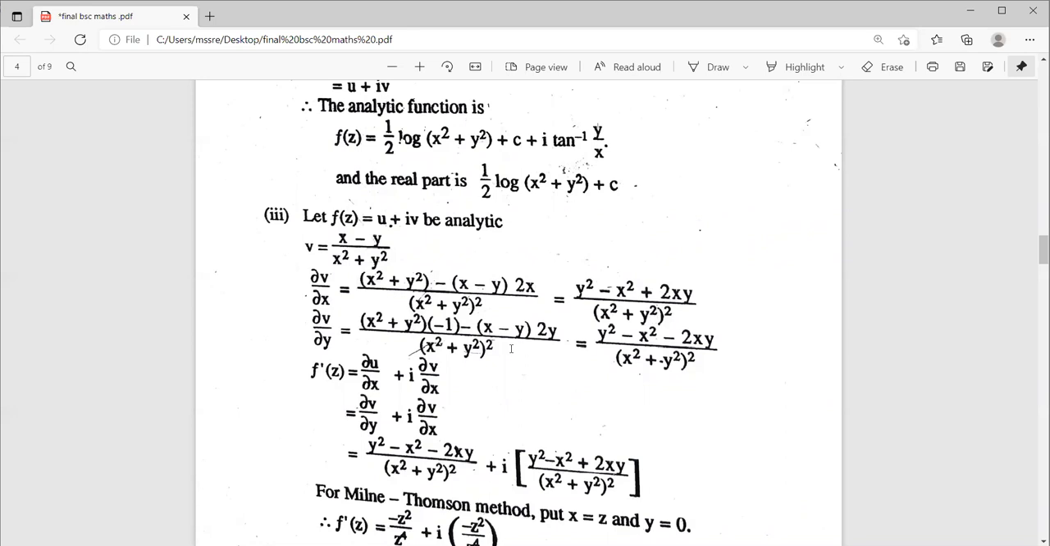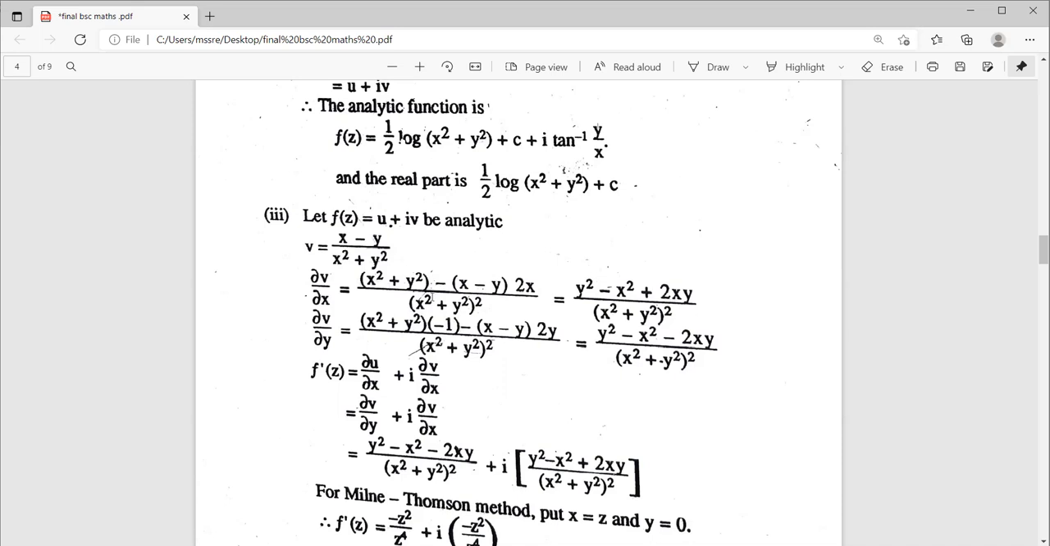Next, delta v by delta y, again using the quotient rule. You have to differentiate partially with respect to y, keeping x constant. x square plus y square, differentiation of x minus y with respect to y, keeping x constant. Constant x goes to 0, and minus y differentiation is minus 1.